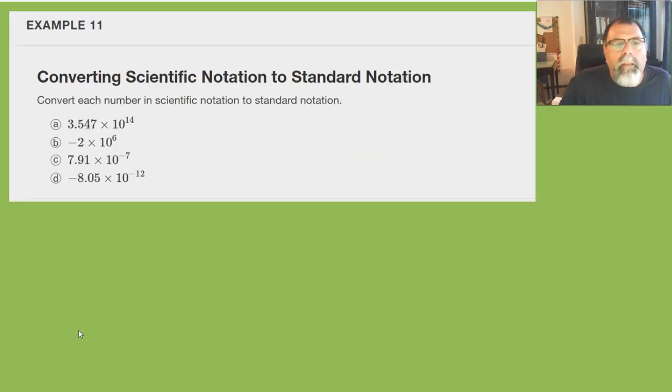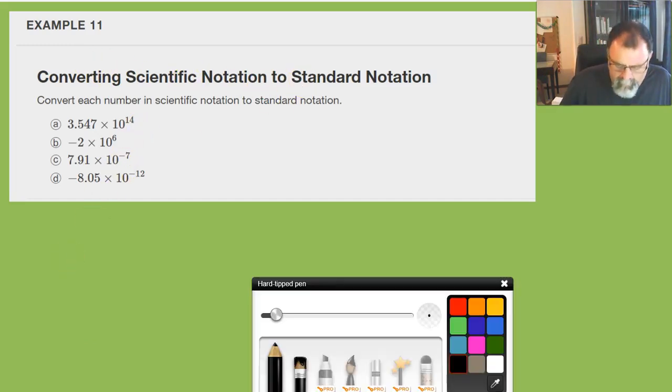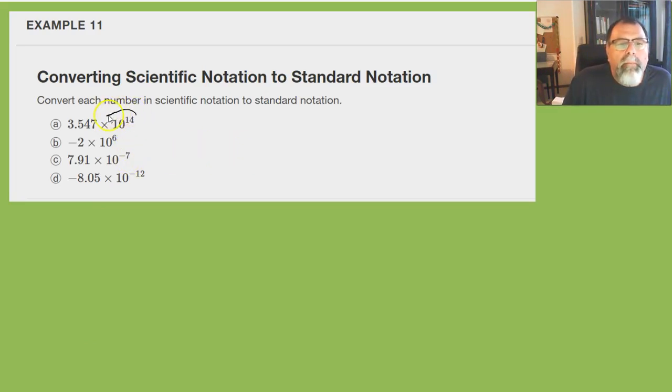Okay, so example 11, now we're going the other way. Convert scientific notation to standard. The way you do that one is basically multiplying by powers of 10, which is moving the decimal place. If it's positive, it's getting bigger. If it's negative, it's getting smaller. I'm talking about this number getting bigger or smaller.